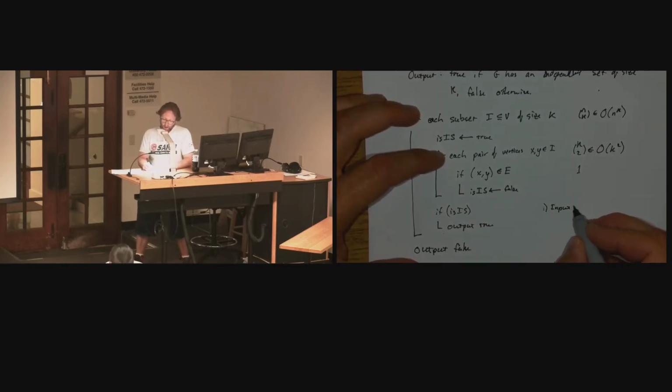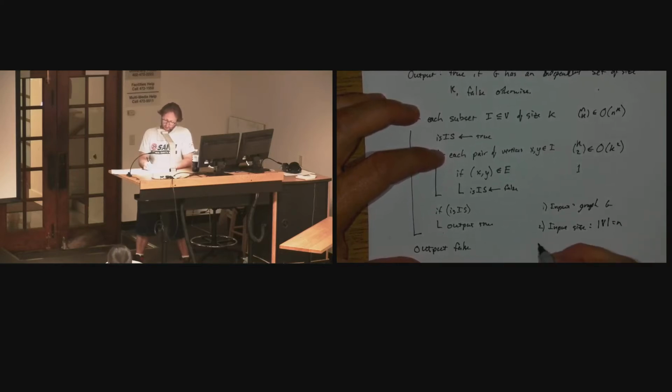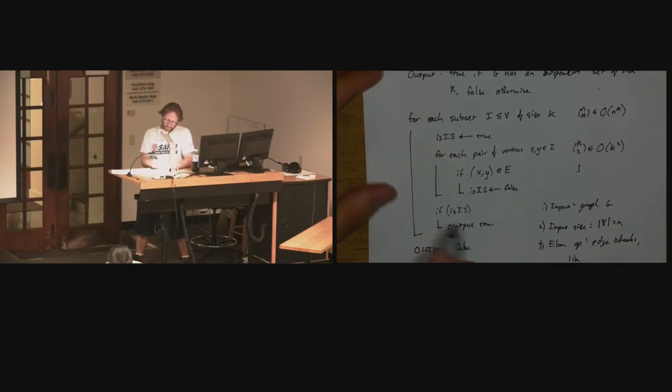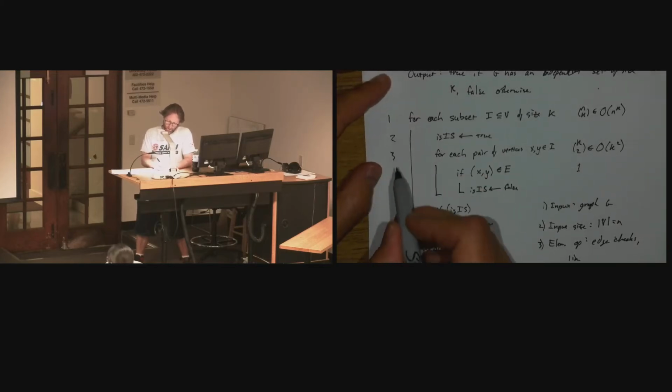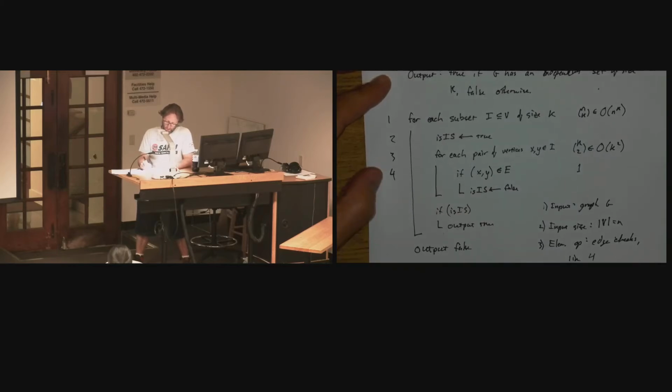So altogether, if you want to go through the 5-step process, the input is going to be our graph G. Our input size is going to be the size of the vertex set. Our elementary operation, edge checks, and line 4. Label the rest 5, 6, 7, 8. There we go.